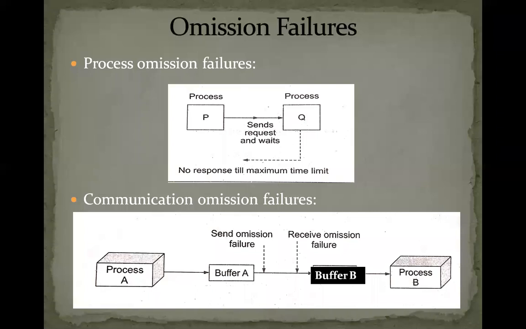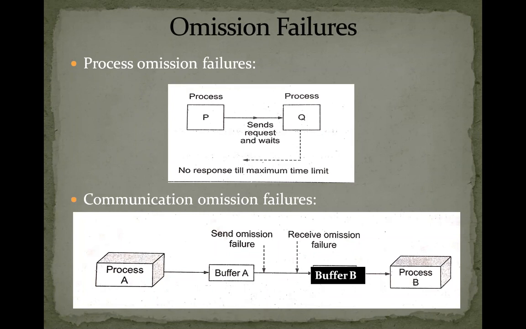The next one is the masking failure. There are certain failures which after the detection are being hidden. For example, if data is to be sent from one process to another, and if it is lost, it can be transmitted again. That is the masking of the failure.